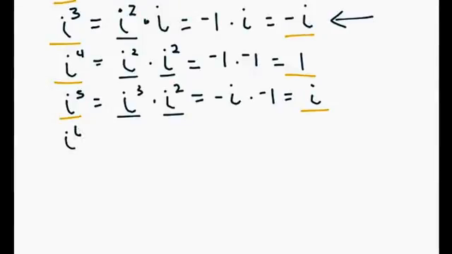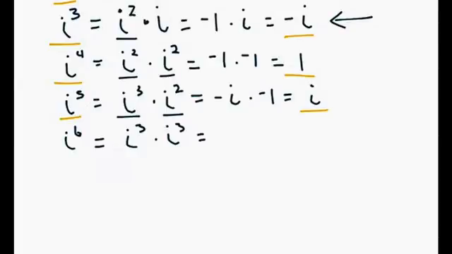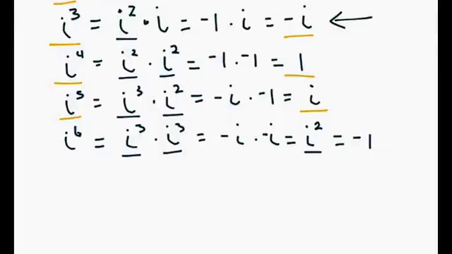i to the sixth is the same thing as i cubed times i cubed. i cubed equals negative i, and i cubed equals negative i. A negative and a negative is a positive. i times i is i squared. Sorry, that looks like a j, I know, I'm writing at an angle here. But what did we say i squared equaled? Negative 1. So i to the sixth equals negative 1.